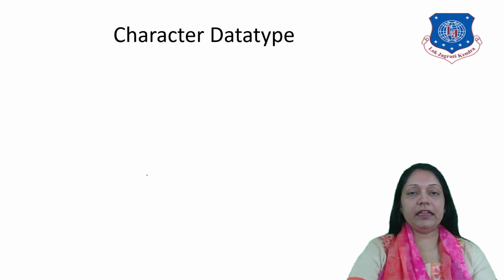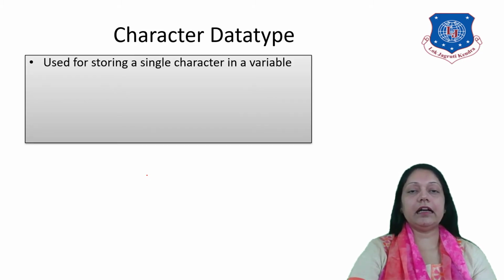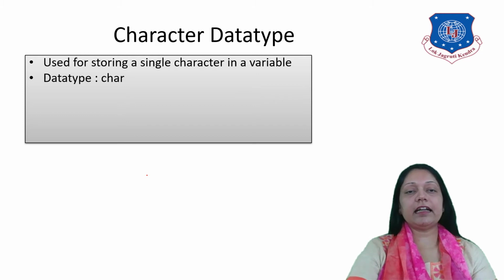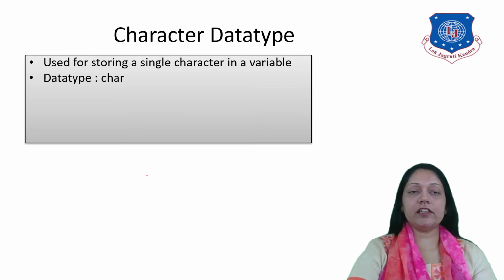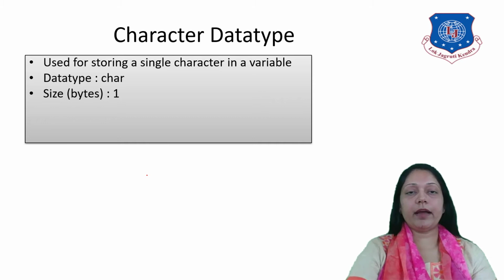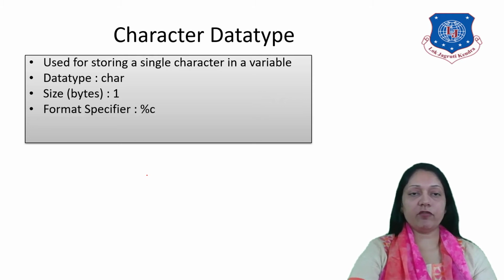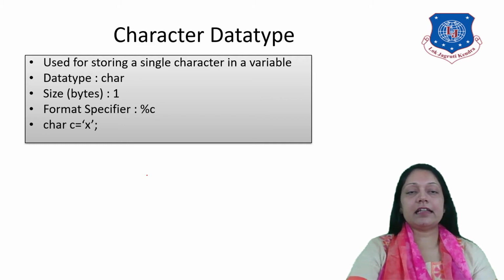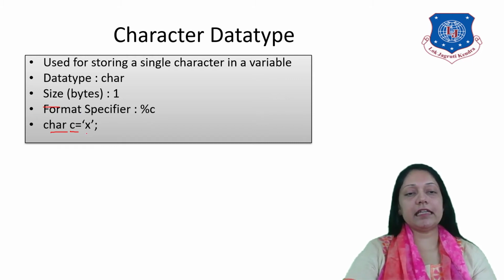Character data type means you can store a single character in a variable. For this, the data type is char, all in small letters. It occupies 1 byte of memory, and the format specifier for input-output functions like printf and scanf is %c. Let's see how you are going to use a character data type with a simple example. Char c. The data type is char. The variable is c. If I want to store the value x inside c, I'll be enclosing it with single quotes. So in character data type, it is compulsory to use single quotes for the values that you are storing in a variable.